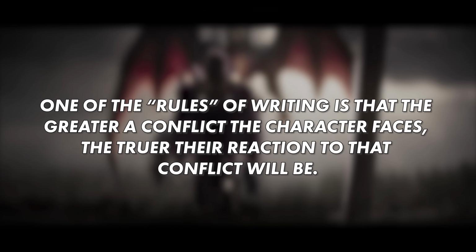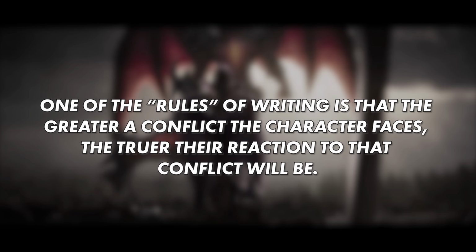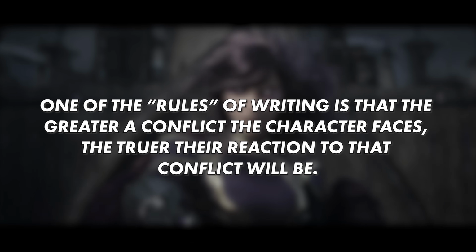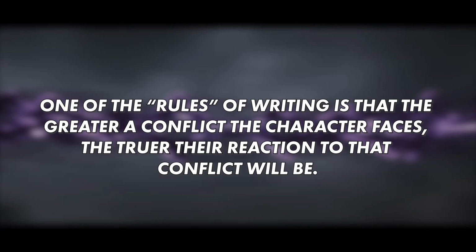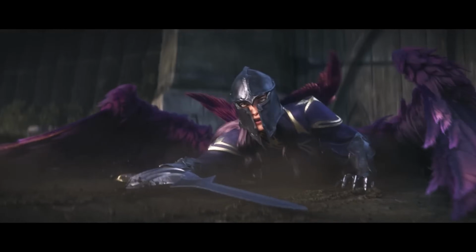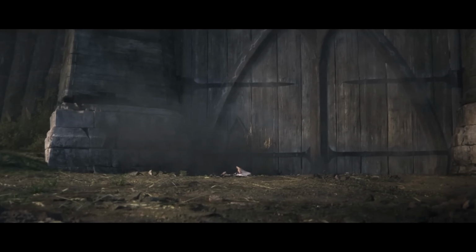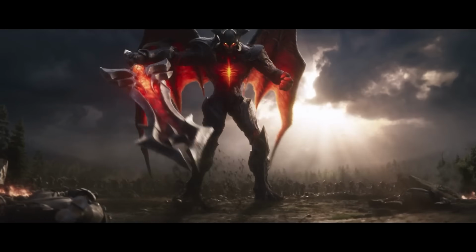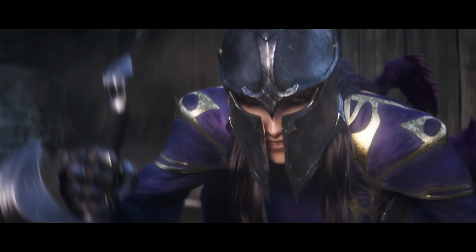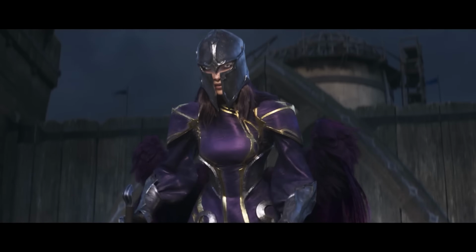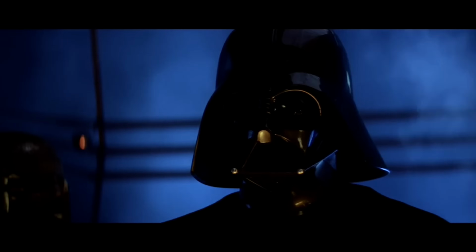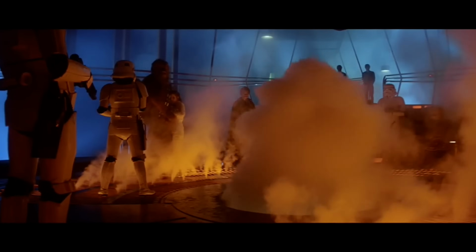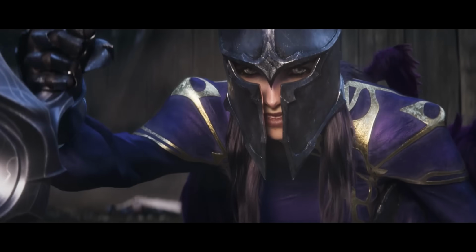One of the quote-unquote rules of writing is that the greater the conflict a character faces, the truer their reaction to that conflict will be. And since Act 2 leads into the climax, and the climax benefits from the greatest conflict, it is usually most effective to end Act 2 with the heroes at their lowest. This is so that they have the greatest mountain to climb in Act 3, and we get to see what they're really made of. This is why so often in trilogy series, the second entry is the darkest, mainly because it leads into the third entry climax. And speaking of third acts, this is when we start the third act of this scene.